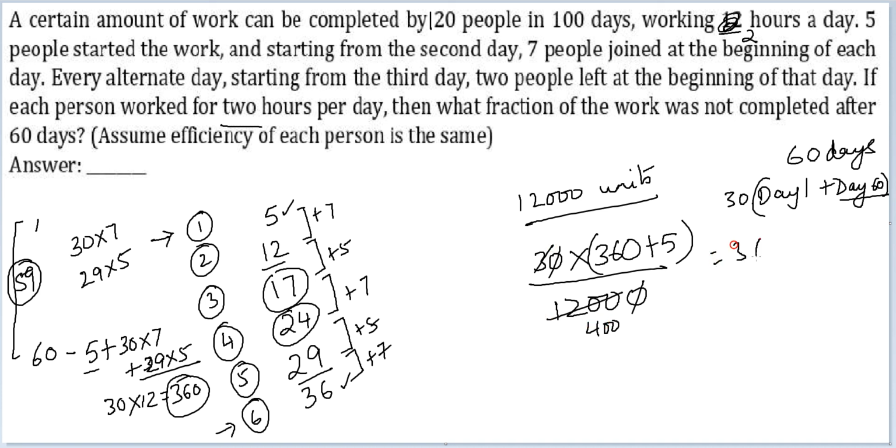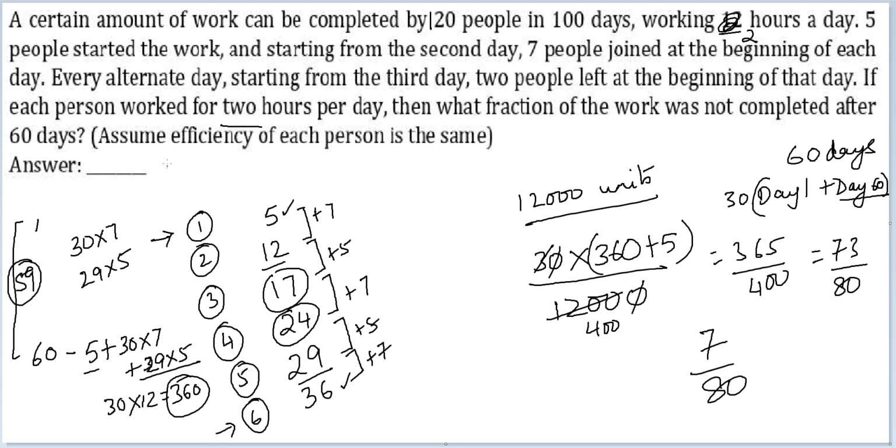I get 365 by 400. I can cancel this by 5s to reach 73 by 80. So 73 by 80 units of work have been done. The question was, what fraction of the work was not completed after 60 days? The answer to the question will be 7 by 80.